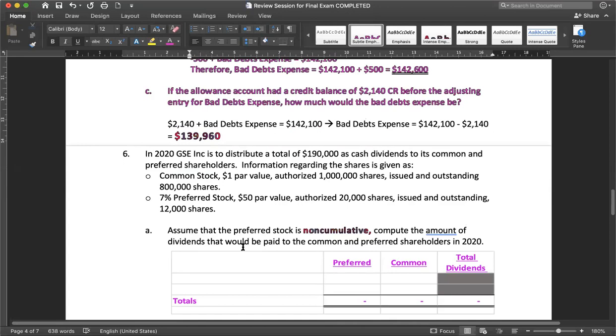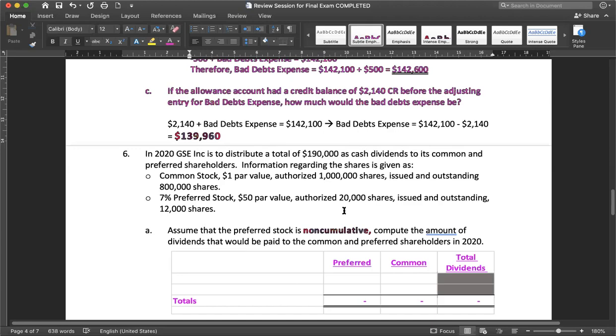Problem number 6 says that in 2020, GSE Inc. is to distribute a total of $190,000 as cash dividends to its common and preferred shareholders. Information regarding the shares is given as follows. There's common stock. It has a $1 par value. They're authorized 1 million shares. Issued and outstanding is 800,000.